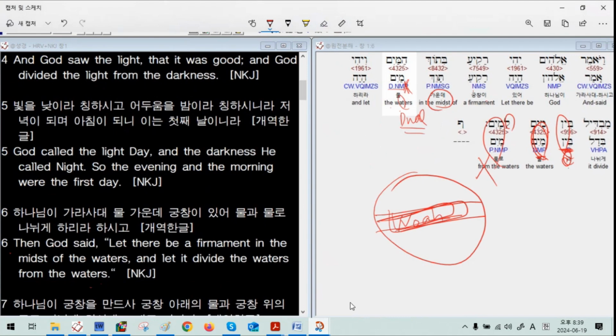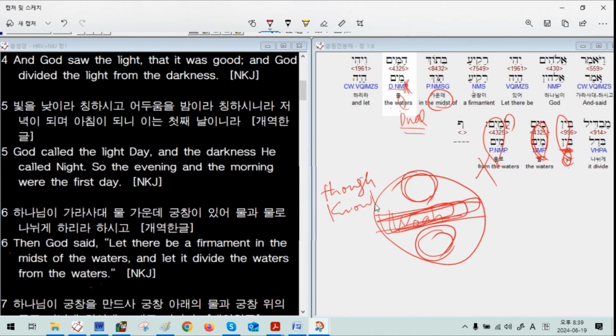So there is a water above. There's a water below. And Noah is the one who is showing the water above, the water below. Then again, water is the thought. Water is the knowledge, right? Water is the word, right?